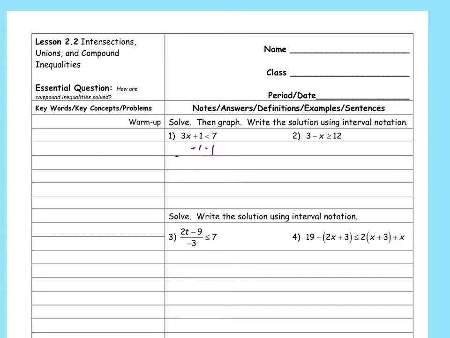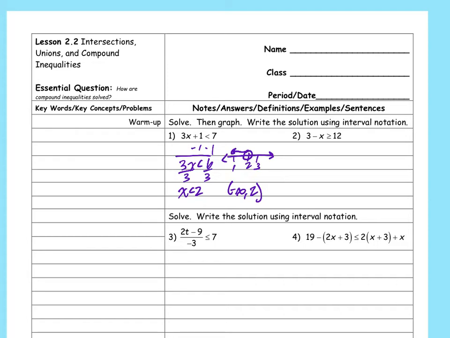Subtract 1. Remember, it's just like solving with an equal sign. So I've got 3x is less than 6, divided by 3. X is less than 2. And then they want me to graph it. So let's put my graph here. 2, 3, 1. It's open at 2 and it's less than 2, so it goes this way. And then interval notation would be negative infinity to 2 with a parenthesis because 2 is not included.